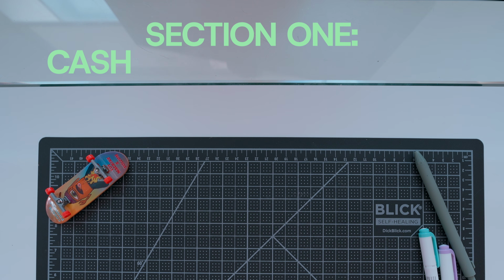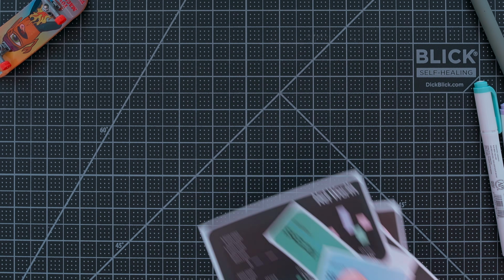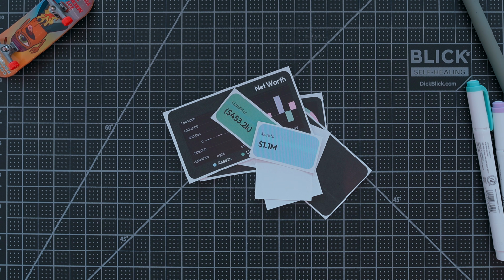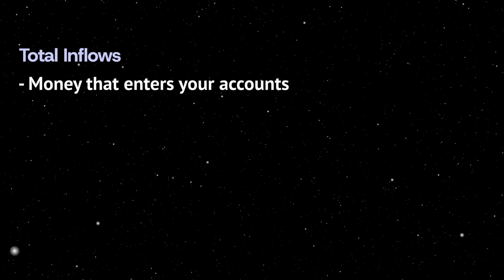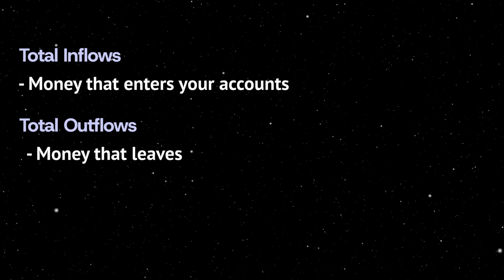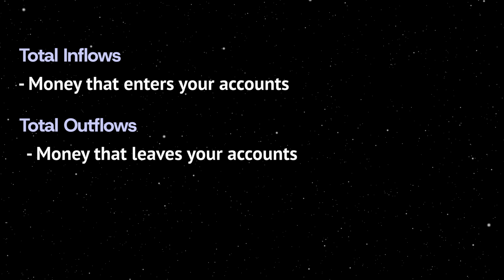Section 1, cash flow and net worth. So these are all of the blocks that we'll need for this section. We're going to start with the cash flow block, which requires us to understand 4 separate numbers. Total inflows, which is everything that comes into your accounts like paychecks, interest, and dividends. Total outflows, which is everything that leaves the accounts like groceries, rent, or coffee.